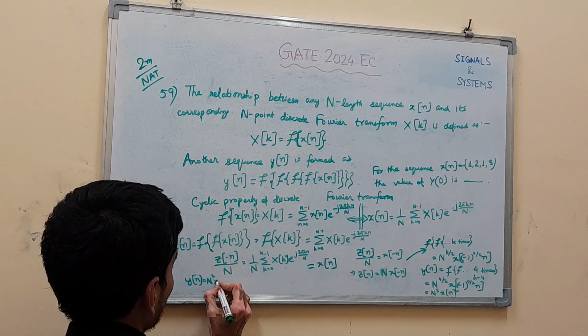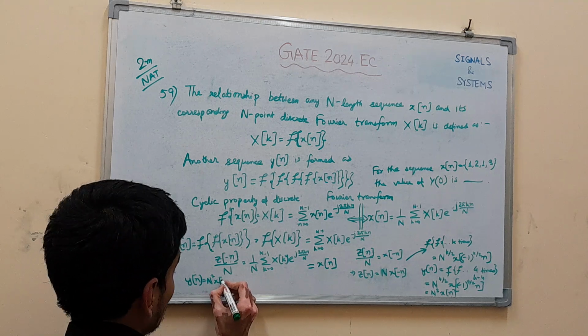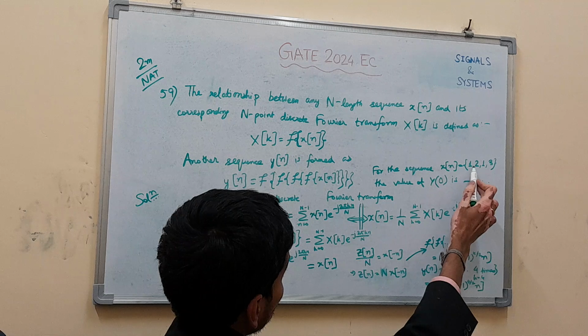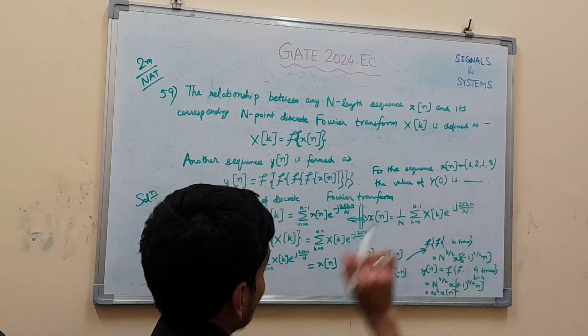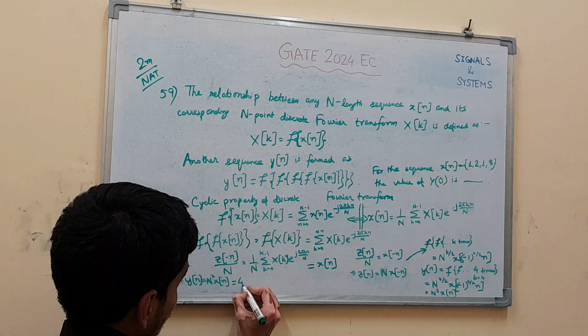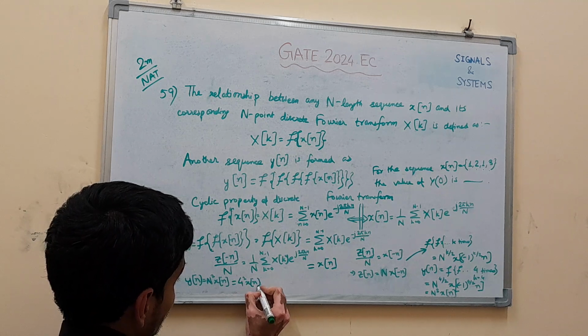n square x of n. यहाँ n मतलब लेंथ ऑफ द सीक्वेंस, लेंथ ऑफ द सीक्वेंस गिवन इज 0, 1, 2, 3, so 4, so it will be n square, मतलब 4 square times x of n, that is 16 x of n.